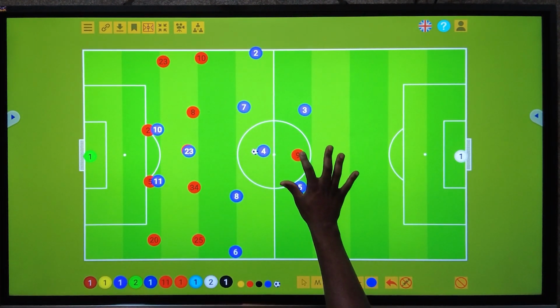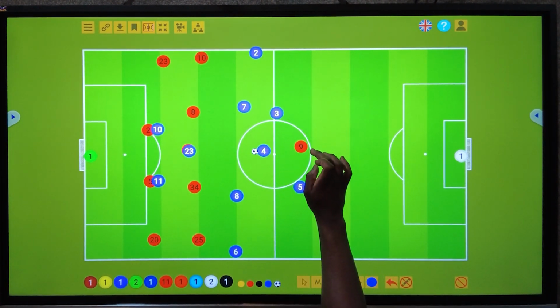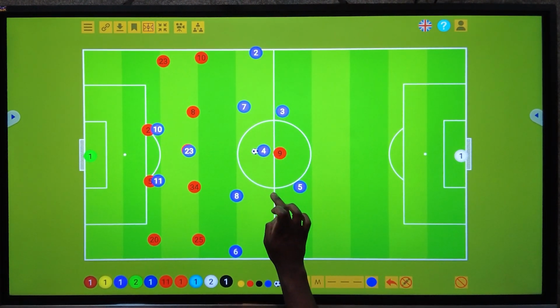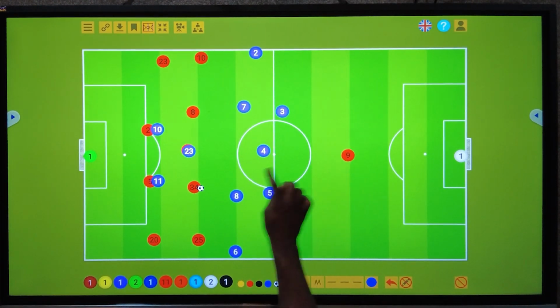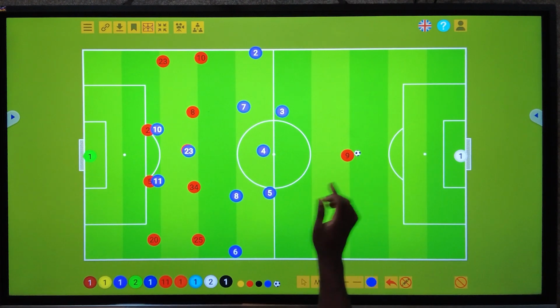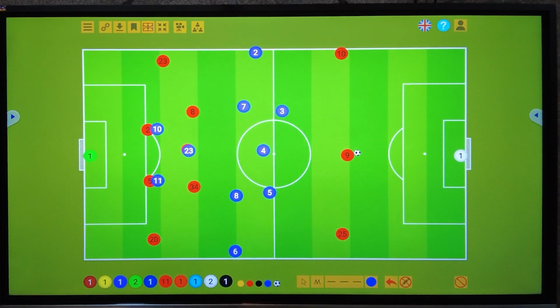Interestingly, Martial was often isolated high up the pitch intentionally to make it much more difficult for Villa to pin them in, and it also gave United the chance of a quick transition if they did win the ball, as they could play the first time ball into Martial running in behind, and he had plenty of support from Sancho and Rashford looking to join him.